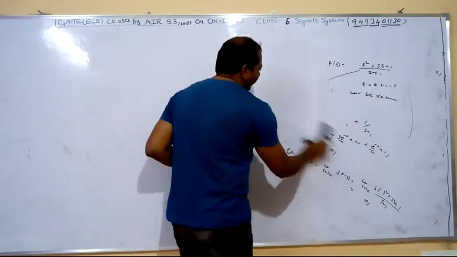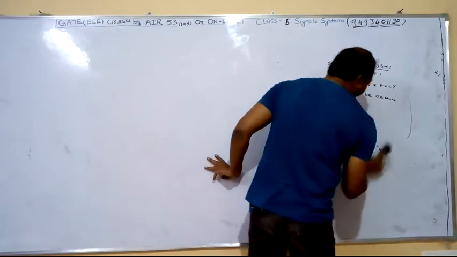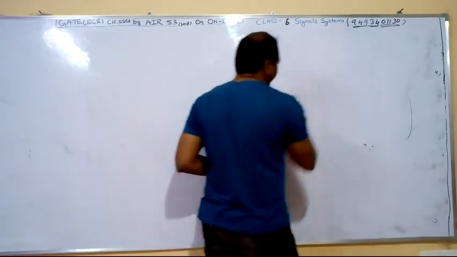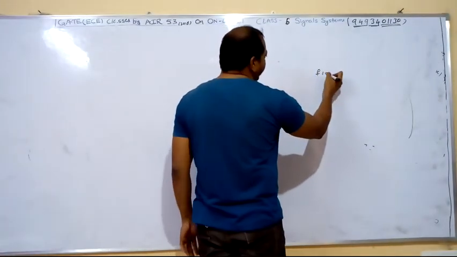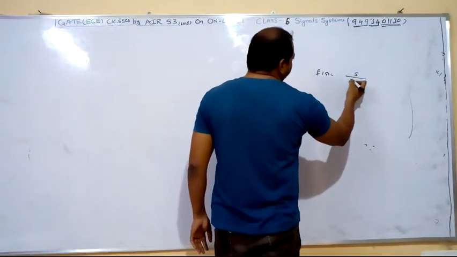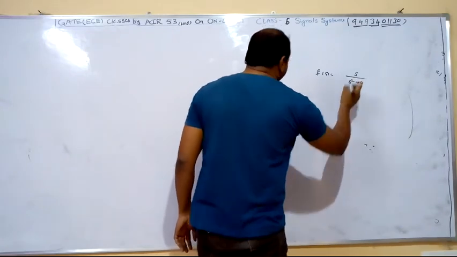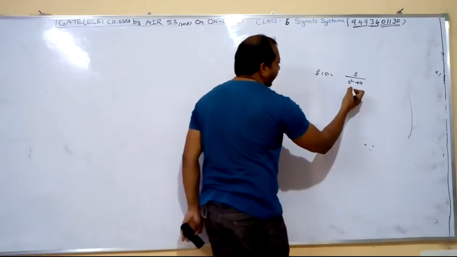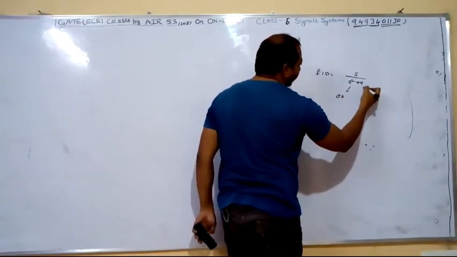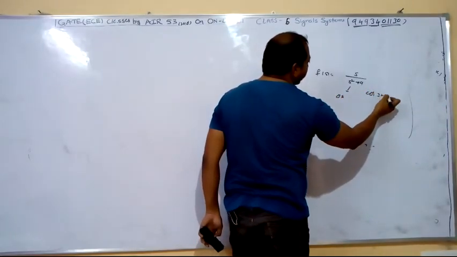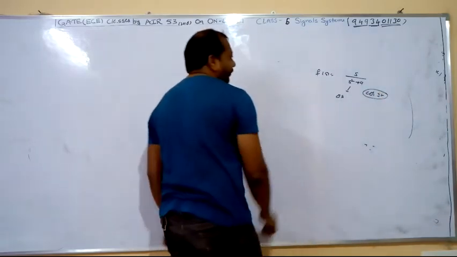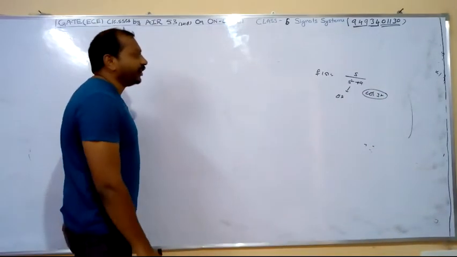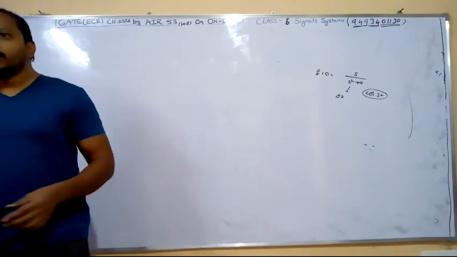Suppose F(s) is equal to s divided by (s square plus 9). Then what are the final value and the initial value? For this situation also we cannot estimate, because the corresponding time signal, cos 3t, is oscillatory in nature. We cannot estimate the final value using the final value theorem.